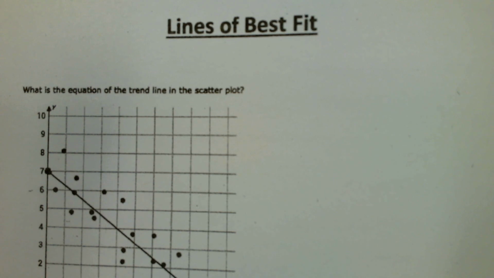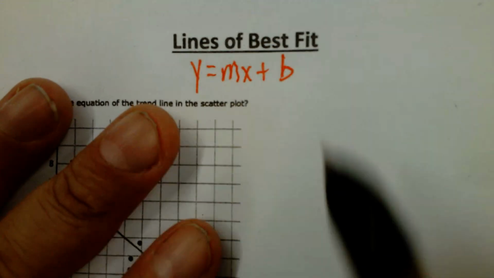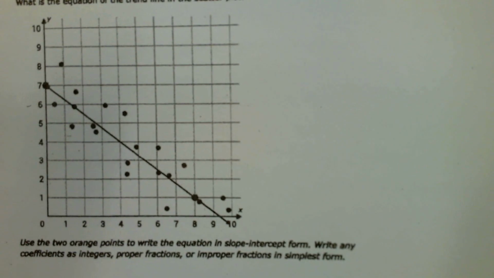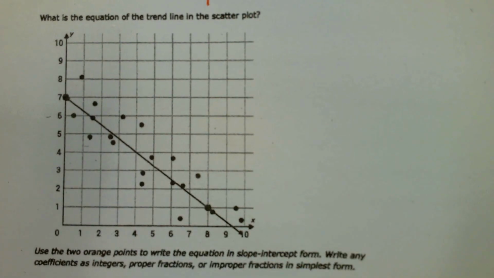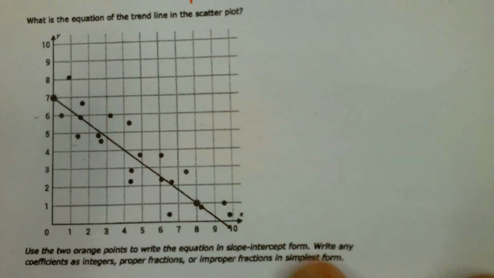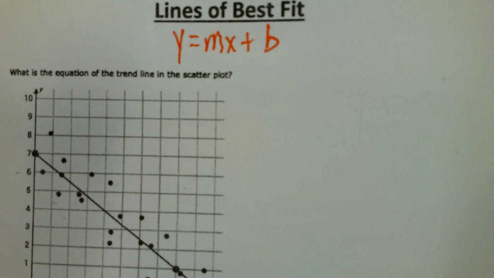Okay, so we want to write the line of best fit in slope-intercept form. So we have a scatter plot. They've already drawn the line modeling this scatter plot. So this line represents this data. And we want to write the equation for this line in slope-intercept form.